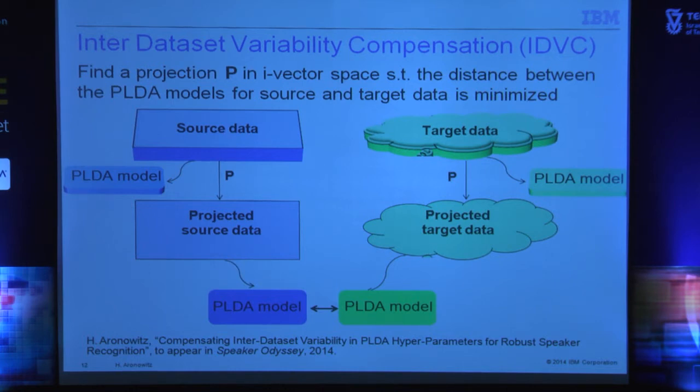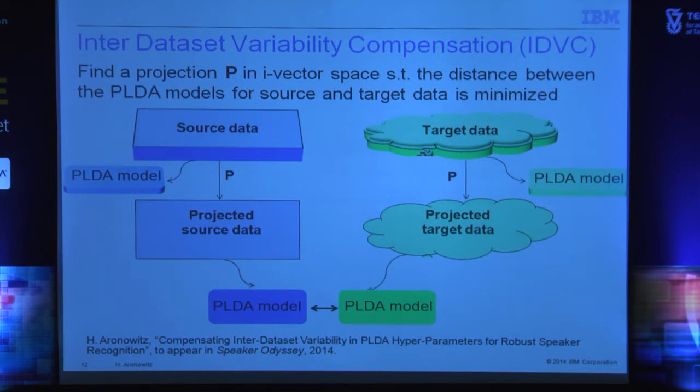Okay, so this was the research problem. Now, the method that we introduced is called inter-dataset variability compensation, or IDVC. And the main idea here is that we want to find a projection P in the i-vector space such that the distance between the PLDA models for source and target data is minimized. So let me explain it in more detail.